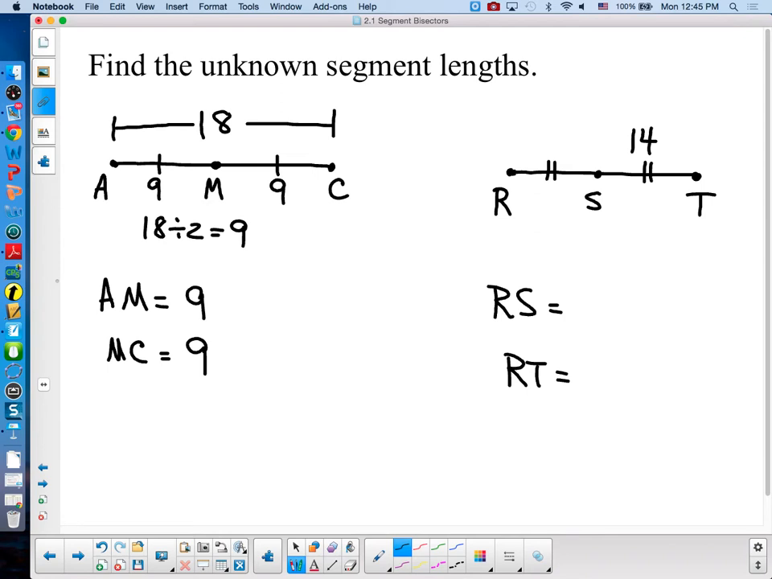RS, Ben. What was the length of RS? 14. How did you know that? Because the same exact length on the side. Yep, the tick marks indicated that those are the same length. And then RT, Ben? RT is 28. And you got that by probably adding 14 and 14 or taking 14 times 2. So what is the location S called? Midpoint. Okay.